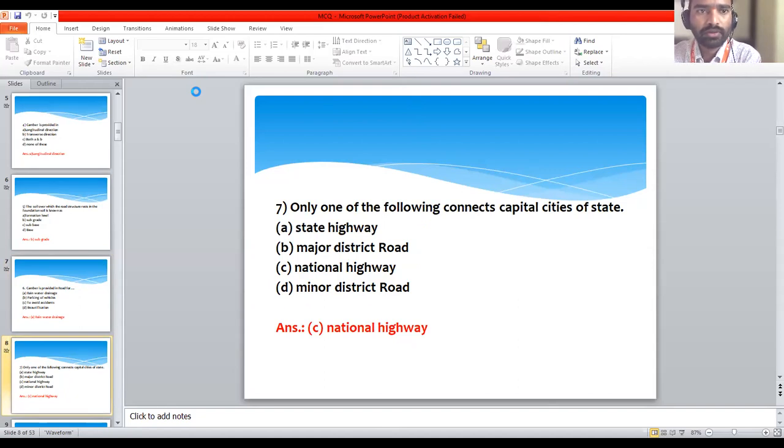Read this one, yes, roll number 5. Only one of the following connects the capital cities of states. Answer, national highway. Each state has its own capital city, and the road that connects capital city to capital city is which one? State highway, major district road, national highway, minor district road. The answer is national highway.